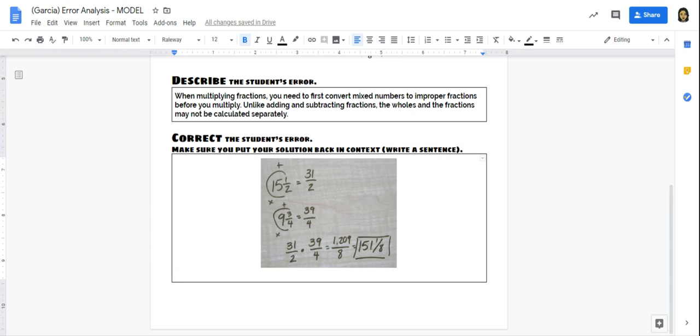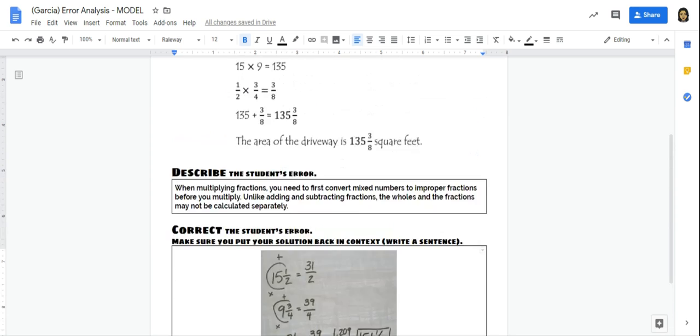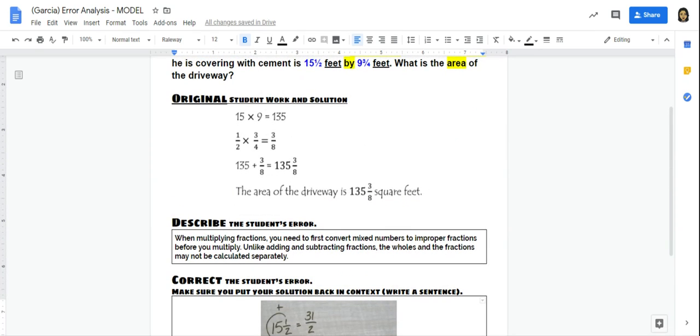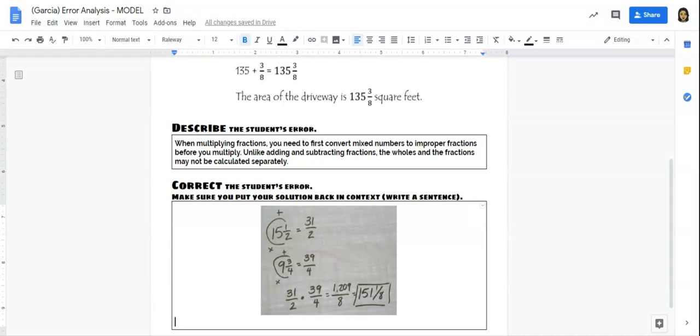Then what I need to do is completely type out the answer in context, which again is in a sentence. So I'm really just going to use the way that they typed it out here, but instead of using 135 3/8 square feet, I'm going to type it out with my answer that I've hopefully correctly come up with. So I will type here, the area of the driveway is 151 1/8 square feet. Remember, we need that square feet and not just feet because we are talking about area here.